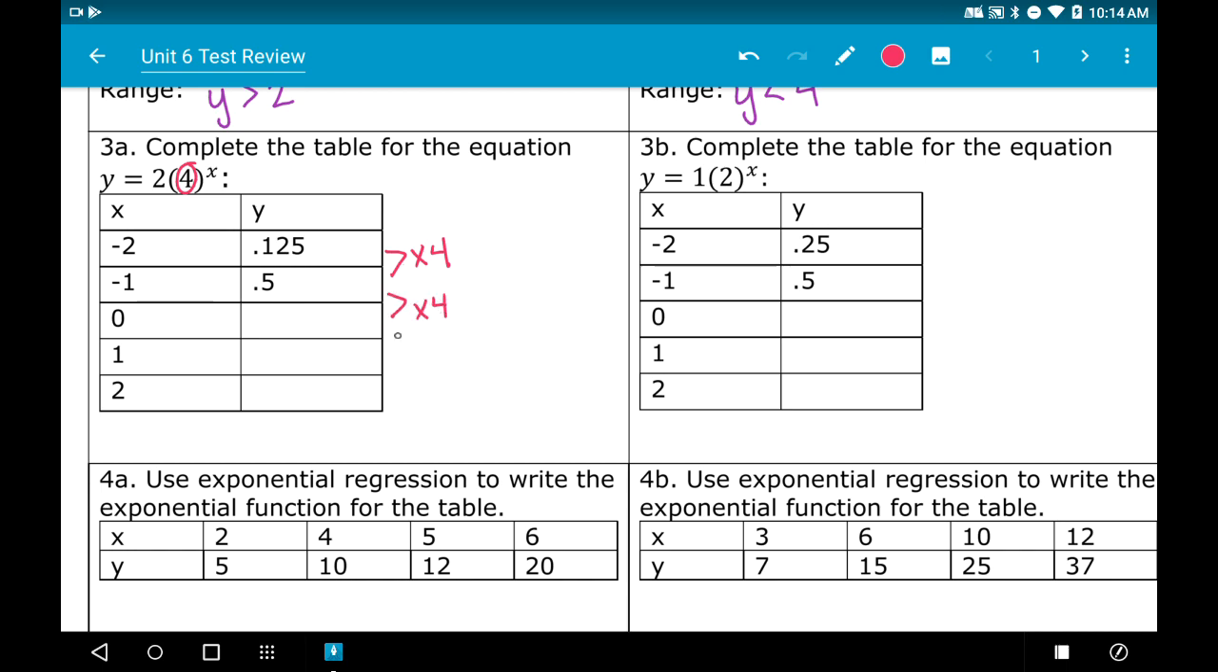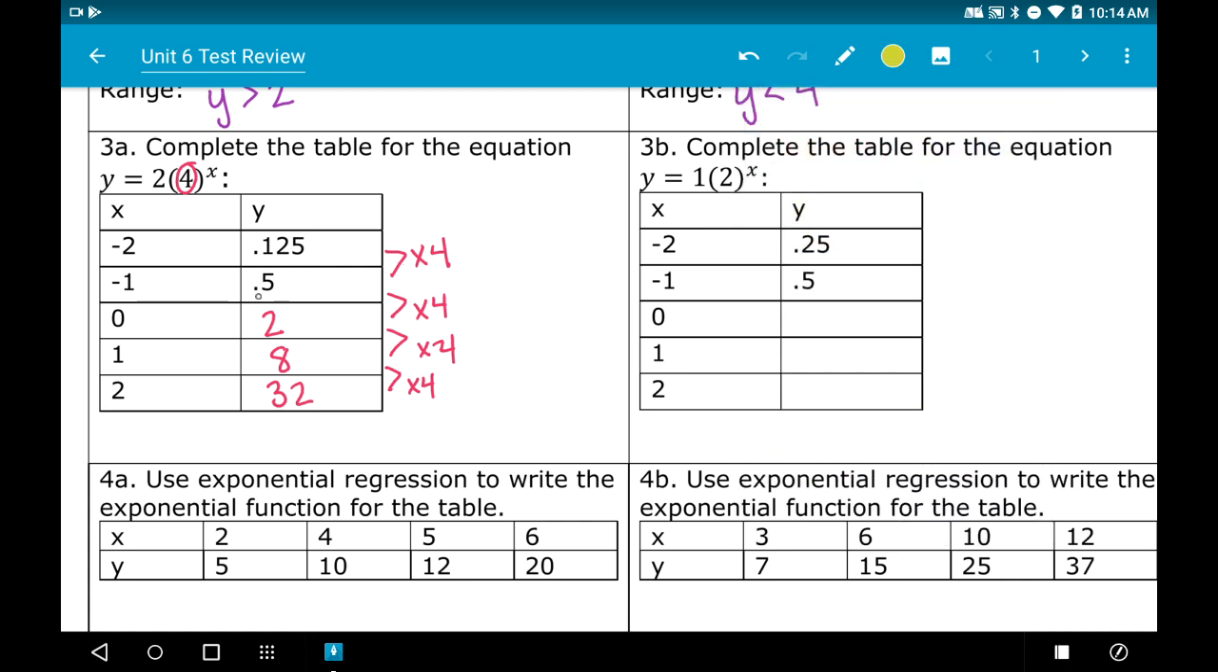So times 4. So 0.5 times 4 is going to be 2. Then 2 times 4 is going to be 8. And 8 times 4 is going to be 32. So that is all you have to do. You just have to figure out what this rate is that it's changing. You multiply the numbers by that number to get to your next values.